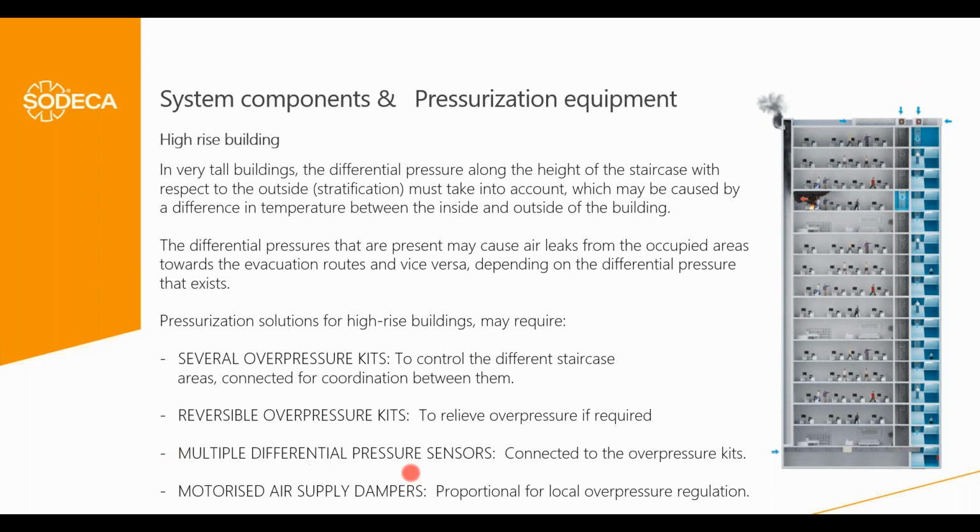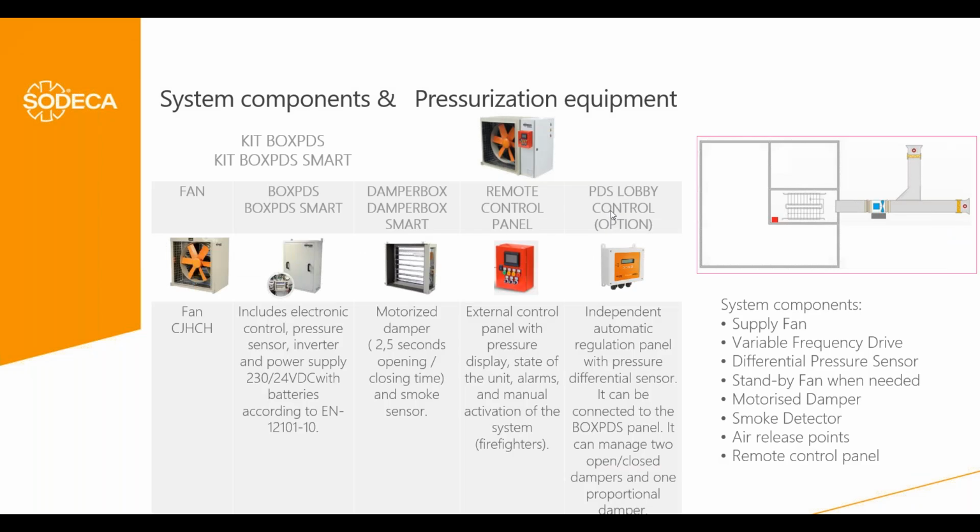Okay, we can have multiple pressure difference sensors. With these systems, we can install a lot of pressure differential sensors connected by Modbus, and then control the overpressure by the average value, the maximum, or the minimum on some specific value. And with these PDS lobby controls, it is also possible to modulate the position of the motorized damper that supplies air into the staircase, proportionally. These are for some specific projects where we have these situations.